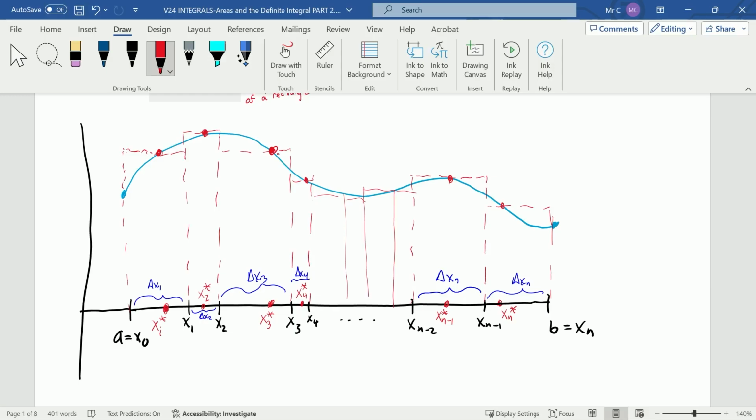But it's the same idea. You take the sum of a bunch of areas of rectangles, and it doesn't really matter how you divide up your partition. That Riemann sum is still going to give you an approximation for the area under the curve.